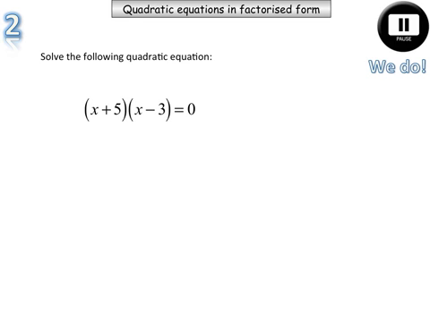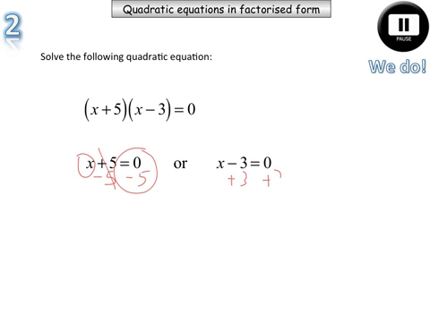Okay, pause the video and set your work out like the previous example and see what you end up getting. Okay, so our two linear factors will be x plus 5 is equal to 0 and x minus 3 is equal to 0. Then here I'll subtract 5, and then I'll get x is equal to negative 5. And over here, add 3, x is equal to positive 3.